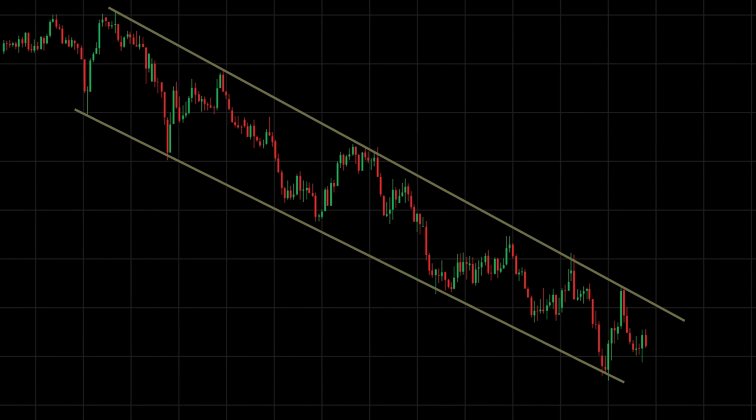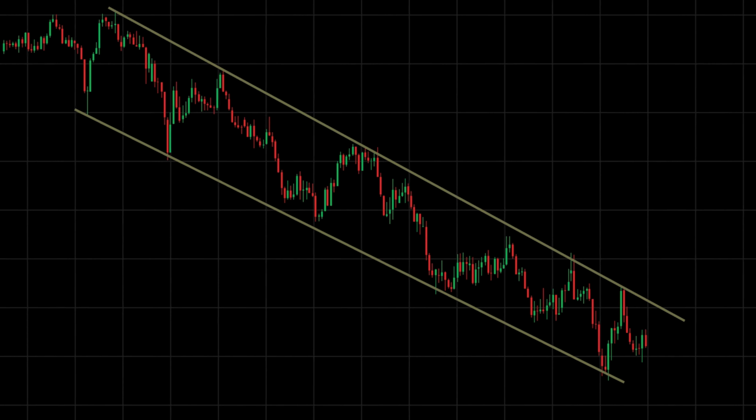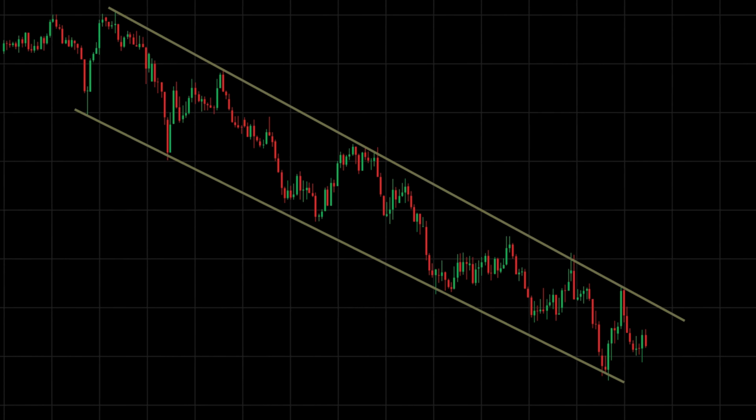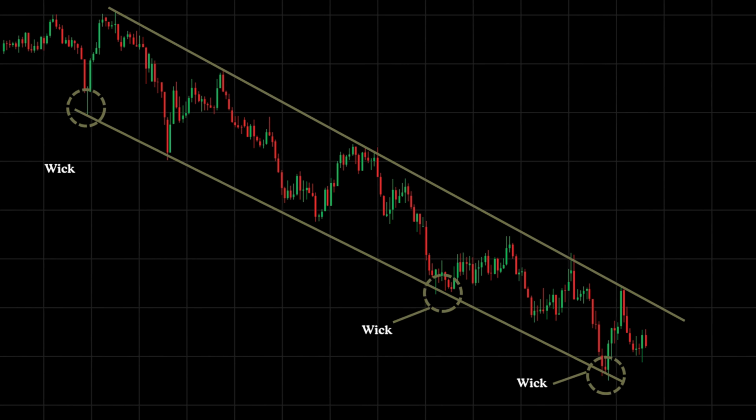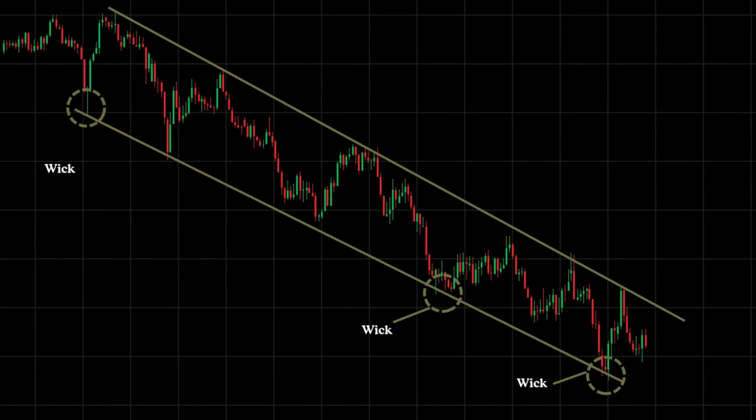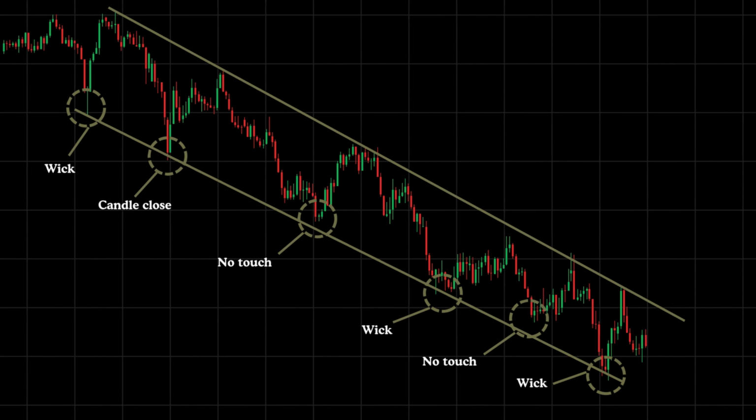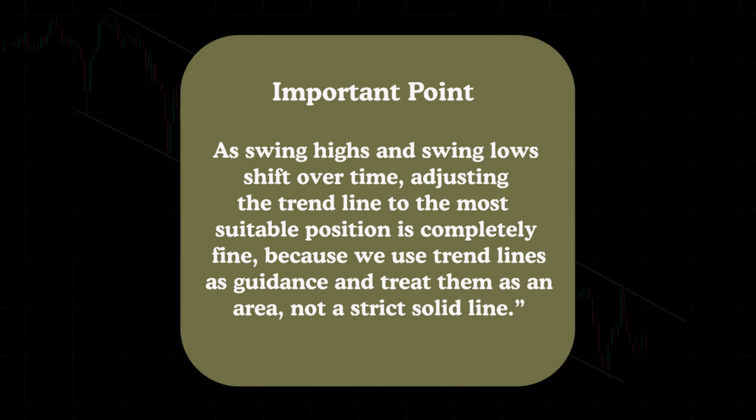The same applies along the bottom. This is how we would place the trend line to capture the maximum number of touches possible. Once again, in some places, the trend line touches the wicks, in others the candle bodies, and some cannot be reached. Here's an important point. As swing highs and swing lows shift over time, adjusting the trend line to the most suitable position is completely fine, because we use trend lines as guidance and treat them as an area, not a strict solid line.